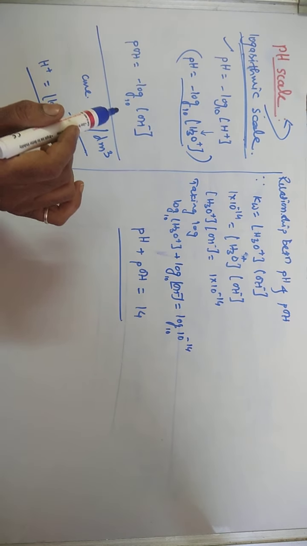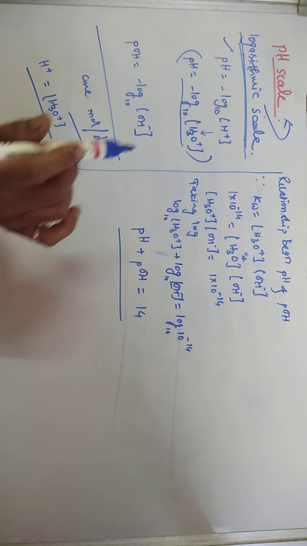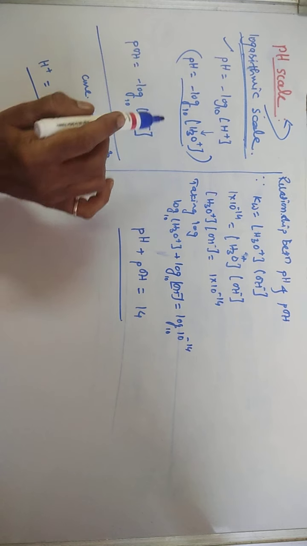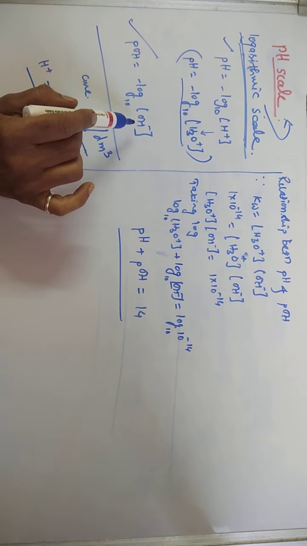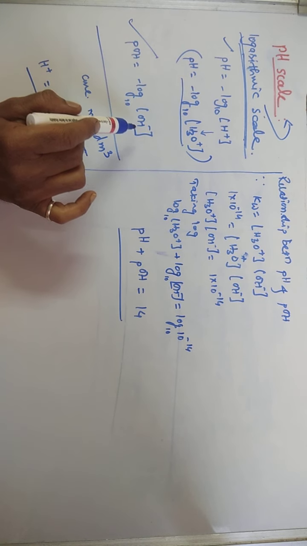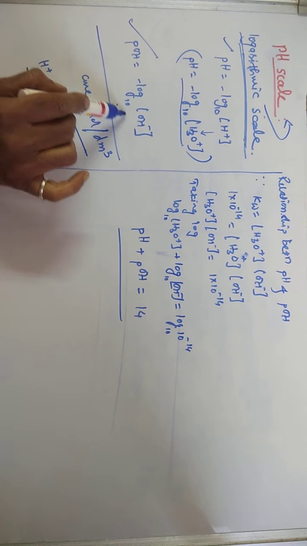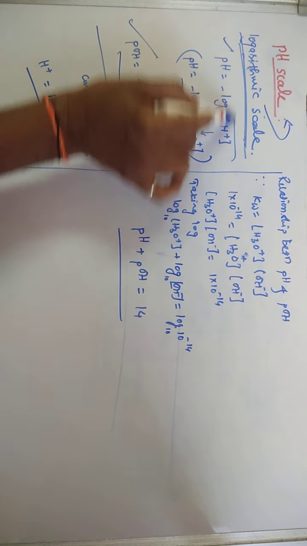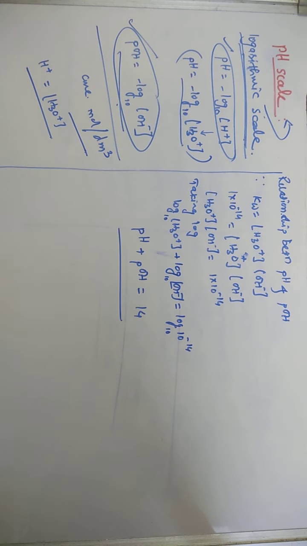Now again, pOH is defined as the negative logarithm to the base 10 of the OH- ion concentration in the solution, and mathematically pOH equals minus log to the base 10 of the OH- concentration. Okay, so these are the definitions of pH and pOH.